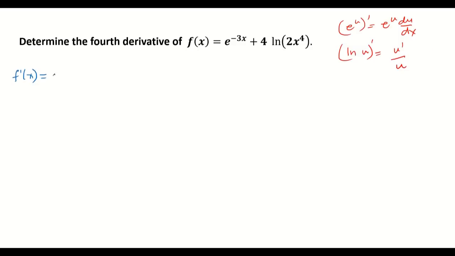So let us now get the first derivative. So we have e raised to negative 3x, and then the derivative of u, that would be negative 3, plus 4, and then the derivative of ln 2x raised to 4. So let's say this is our u, 2x raised to 4, and then the derivative of that is 8x cubed. So we have 8x cubed over u. So this is 2x raised to 4.